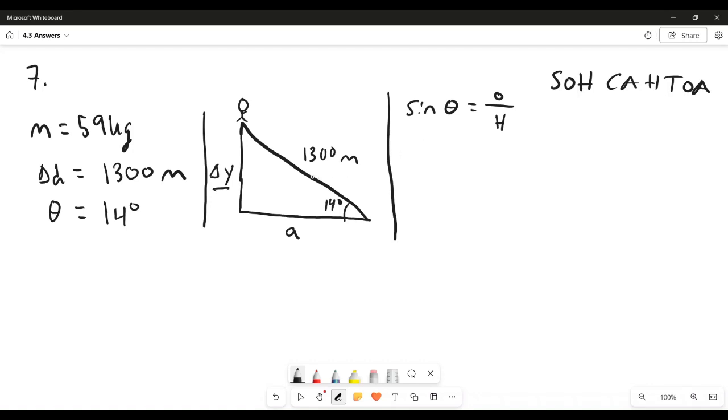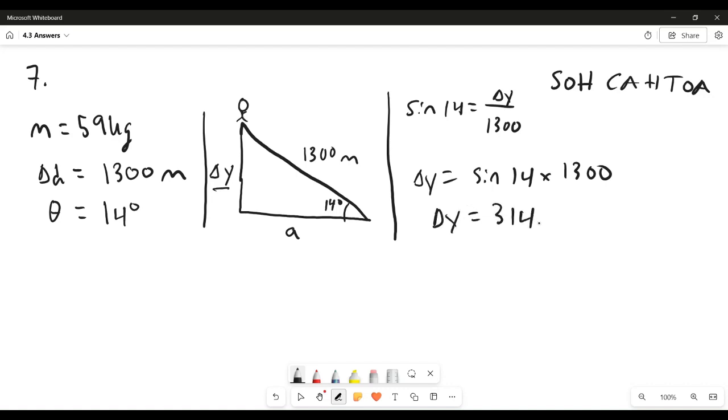What we're going to do is that we have the opposite side, which in this case is the height. So I'll write that over here. And we also have the hypotenuse, which is 1,300. And we even have the angle, which is 14. So just doing a little bit of rearranging, and then if you plug this into your calculator, the height is 314.498.